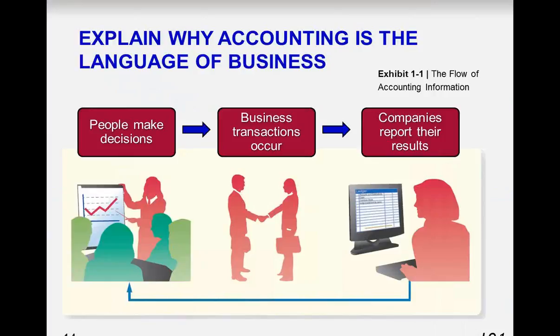The business transaction actually occurs. Something happened that has an economic effect on the business. I buy inventory on account, meaning I owe the company I buy it from. I owe my vendor for that inventory. Or I sell merchandise on account, meaning I have an accounts receivable for the business now and I have less inventory. And then the companies report their end results.